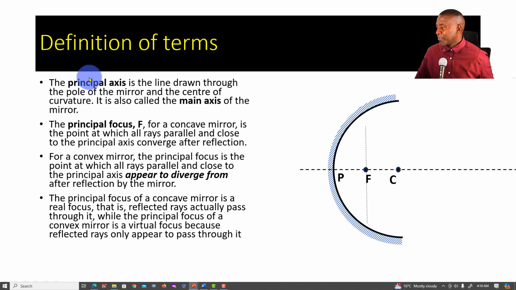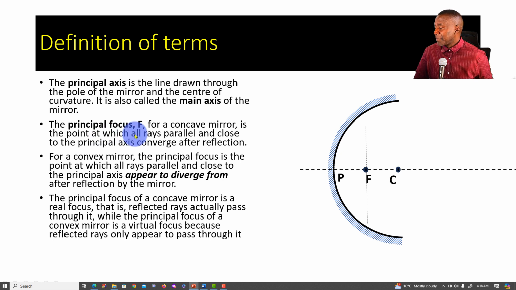The other term that we want to define is the principal axis. I've already mentioned the principal axis, or the main axis. It is a line drawn through the pole of the mirror and the center of curvature. This dotted line here is called the principal axis. It's also called the main axis.